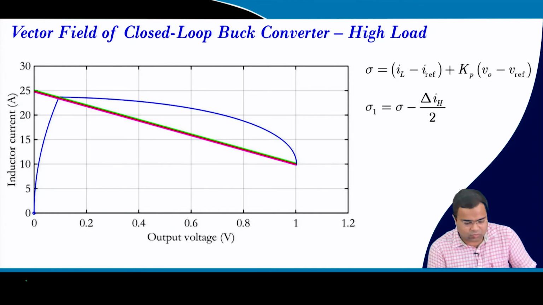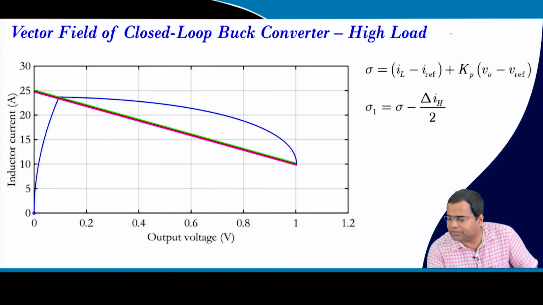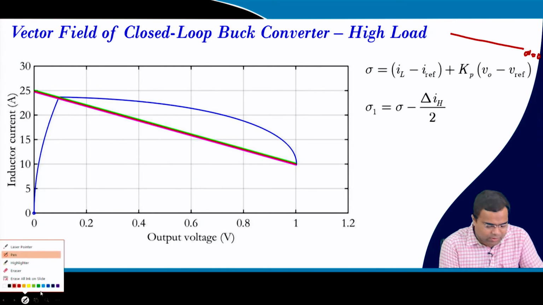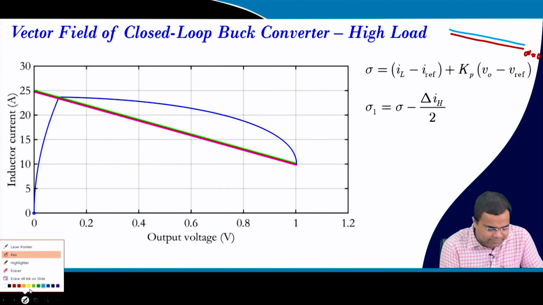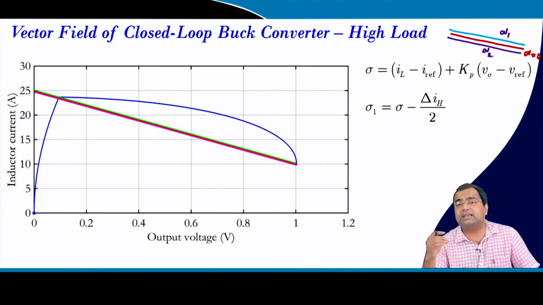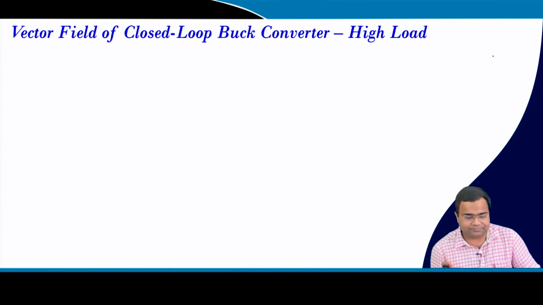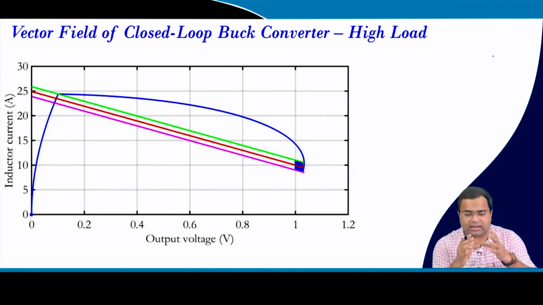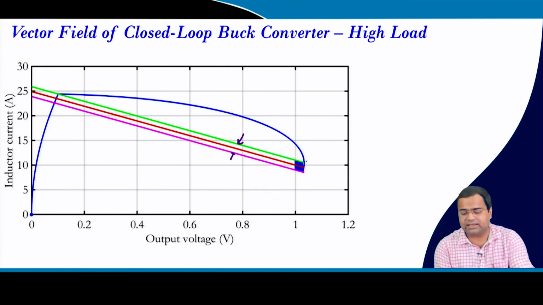These two bands, as I have drawn, I can draw again. This is my line, this is my sigma equal to 0. The one line I have drawn is just above this, and the other line is just below this. So, this is my sigma 1, this is my sigma 2. Sigma 1 is just on top of this and sigma 2 just below this.